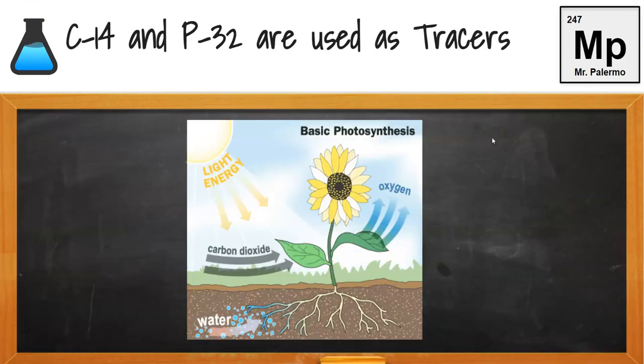We also use things like carbon-14 and phosphorus-32 as tracers. So, for example, if we're looking at plants, we can look at the uptake of carbon-14 into the plant. Phosphorus-32 is actually used to look at the uptake of fertilizers up through the plant into the leaves. And we can trace that pathway using these tracers.